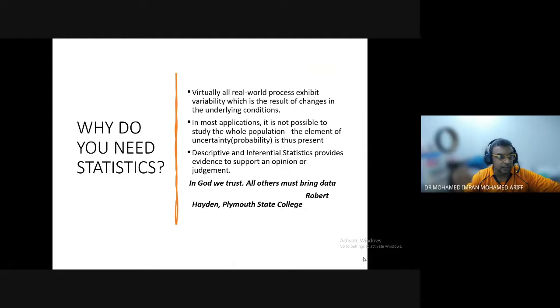from that population. Okay, so descriptive and inferential statistics provide evidence. Okay, these are the evidence to support an opinion or judgment. This is where statistics come in.